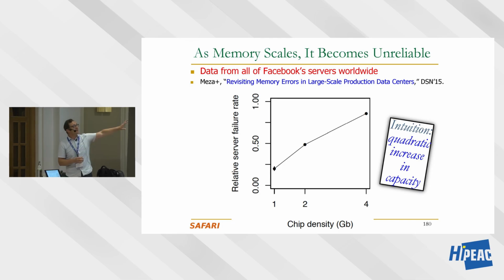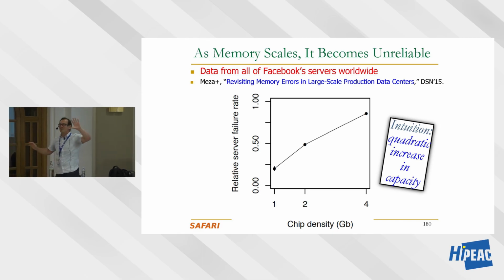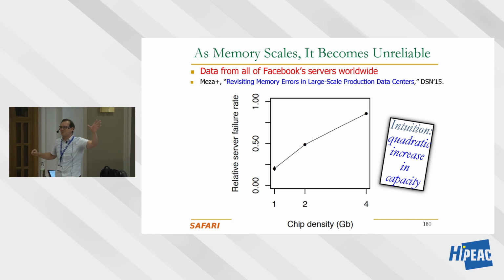So one of the problems is, as we reduce the size of each memory cell, it becomes less reliable. This is a study that we did with Facebook. We published in 2015. We studied all of the memory in all of their data centers. There are a lot of servers, even at that time. They didn't allow us to publish how much memory, how many servers, because they thought it would affect their stock price, etc.